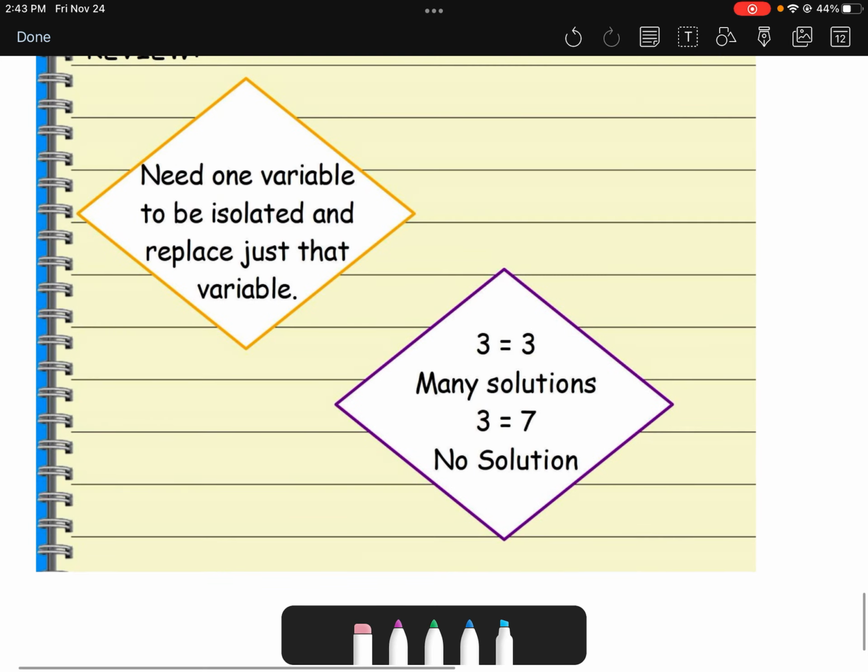Okay, so just a little bit of a review. So you need one variable to be isolated, and then you replace just that variable in the other equation to solve. If the variables cancel out when you're solving, and the statement is true, remember that is infinitely many solutions. And if it is a false statement, that means it is no solutions. And if you get an answer, that means it is one solution. That is the point where the lines intersect.